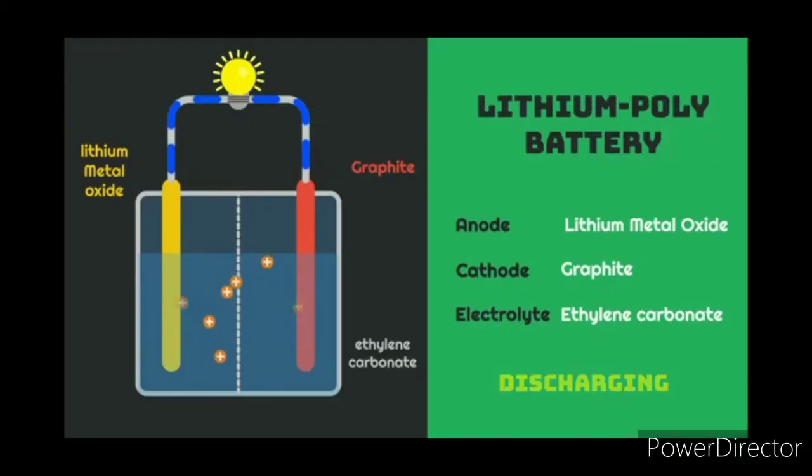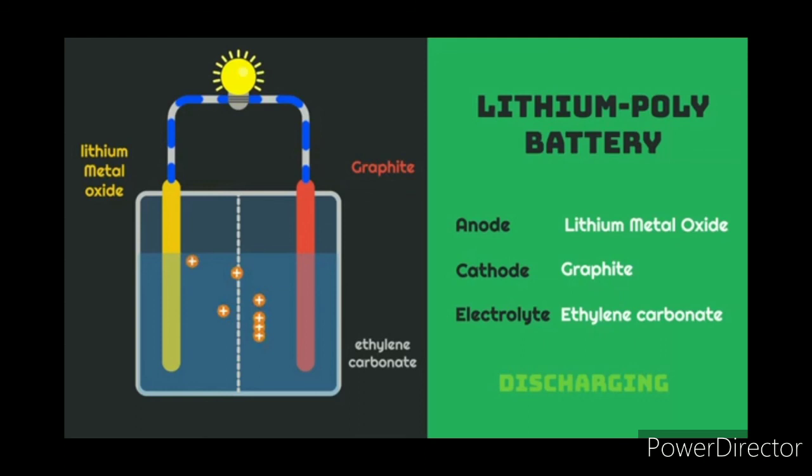So next is lithium polymer batteries. So here the anode used would be lithium metal oxide and the cathode is graphite. The electrolyte is ethylene carbonate. So as you can see here, lithium ions, that is positively charged lithium ions, flow from the anode to the cathode and thereby electric current is produced.